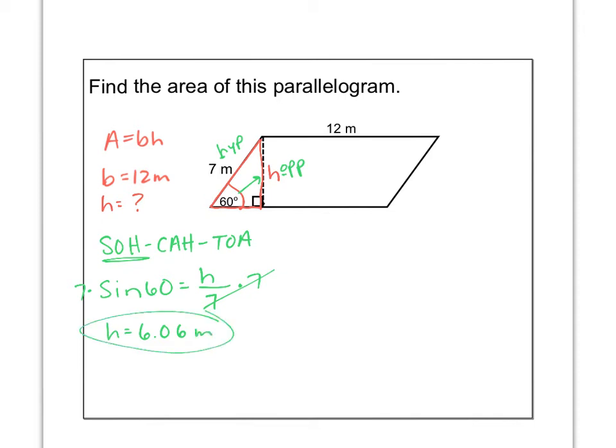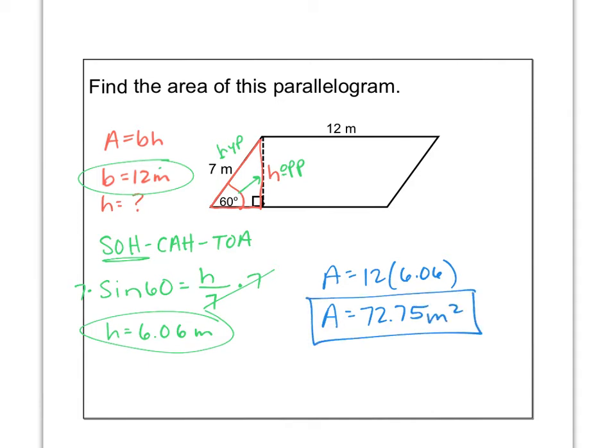Great, we have our height, we have our base, we can now find the area. So area is 12 times 6.06. I like to leave that 6.06 number in my calculator and just go times 12 and then hit equals, and it is approximately 75 meters squared.